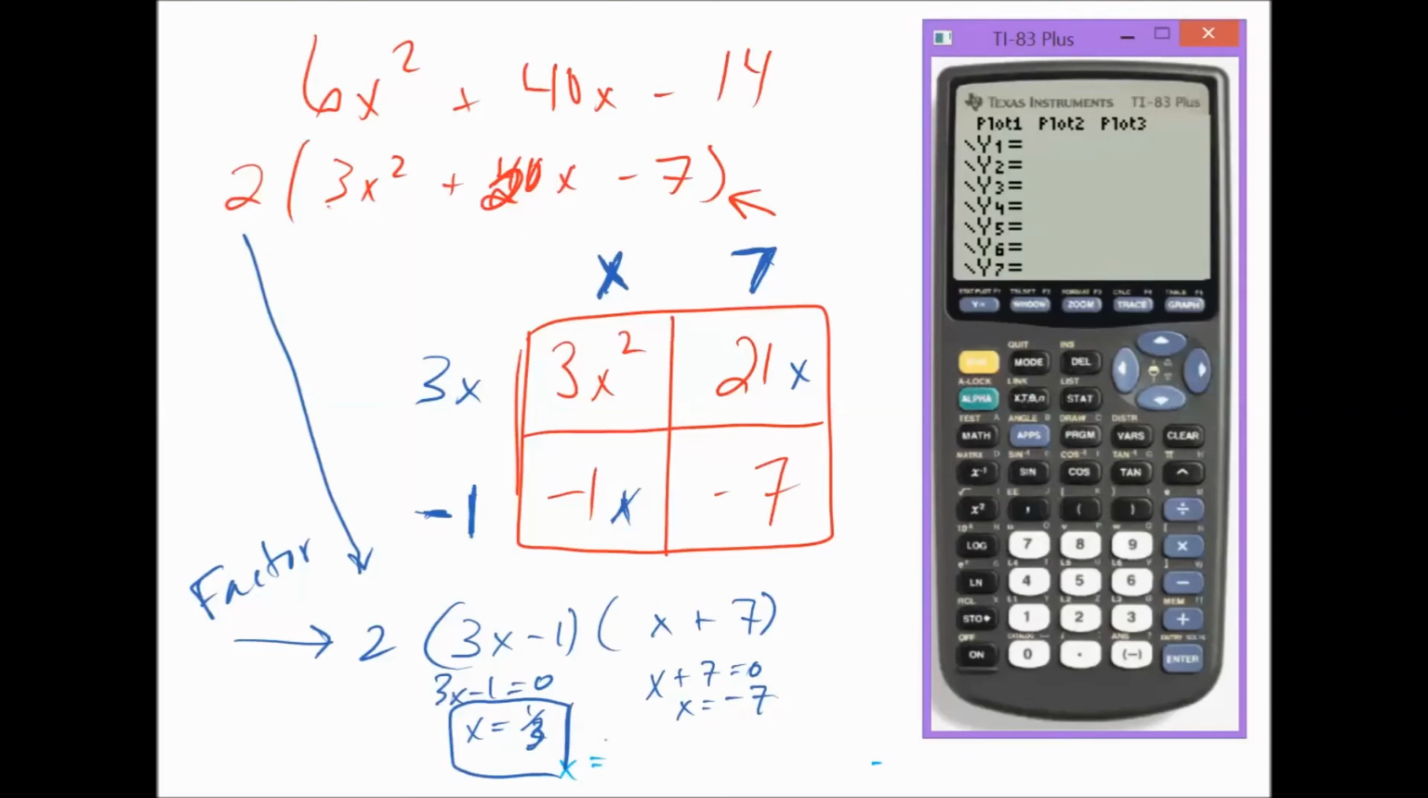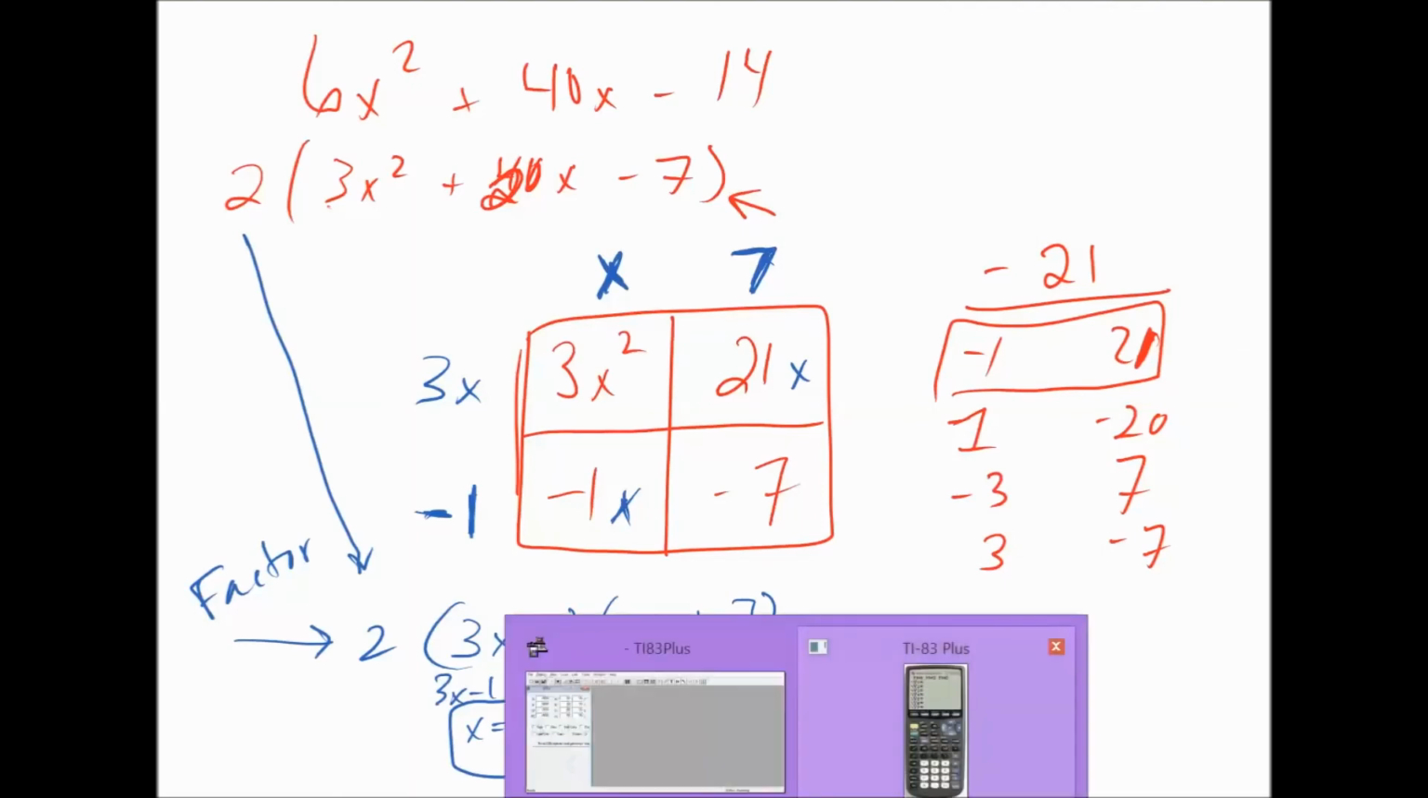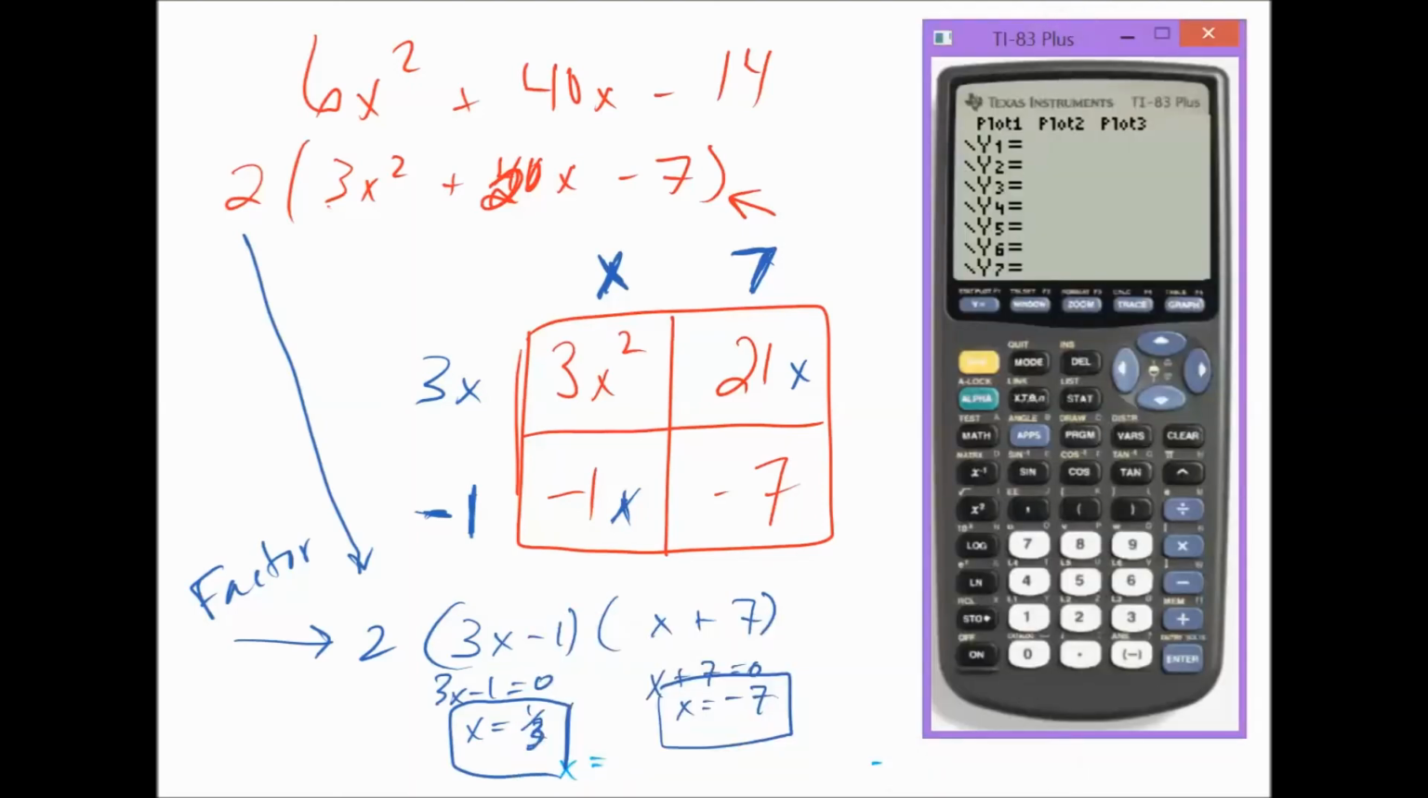Okay, to check your answers, if x equals 1/3 and x equals negative 7, you have a couple choices. The first thing is you can plug it into your calculator and check it out, so let's go ahead and try that one. We're going to do 6x squared plus 40x minus 14. We'll graph it. If it doesn't give you what you want, like if you see this, you're going to hit zoom standard. That's where you always start, is standard, and then zoom fit. And zoom fit should give you the graph you want.